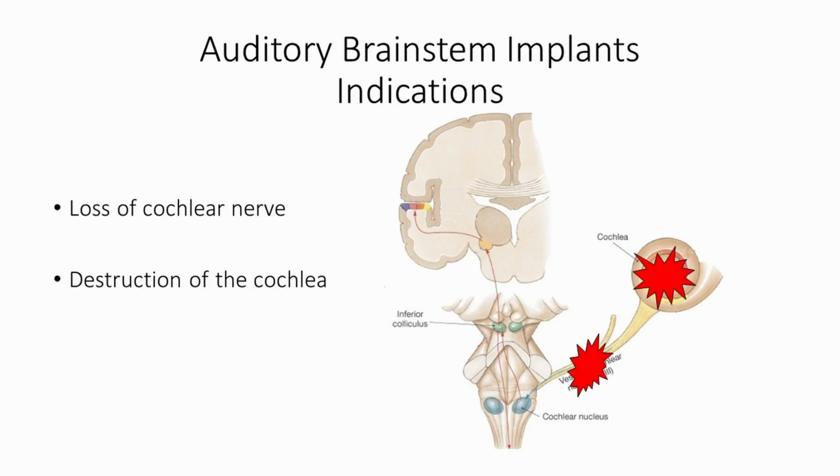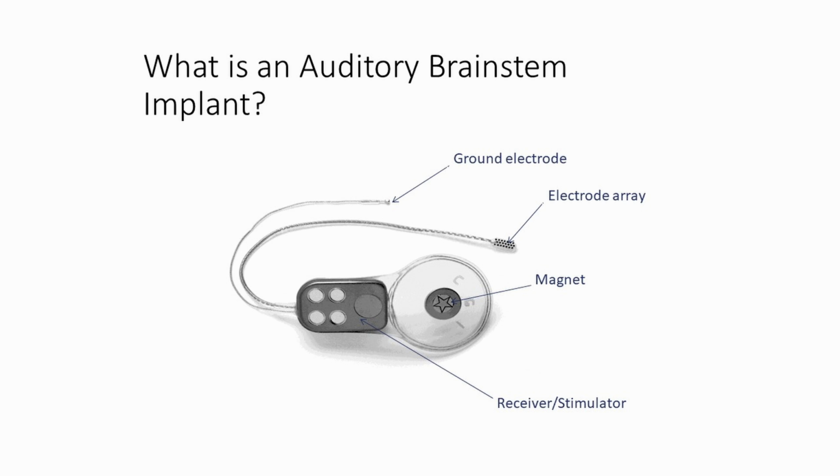So that's cochlear implants, but unfortunately with NF2, there's a lot of people that can't have a cochlear implant because either their cochlear isn't functioning and it's not implantable, or more commonly, the cochlear nerve has been removed as part of surgery to remove vestibular schwannomas. Next slide, please.